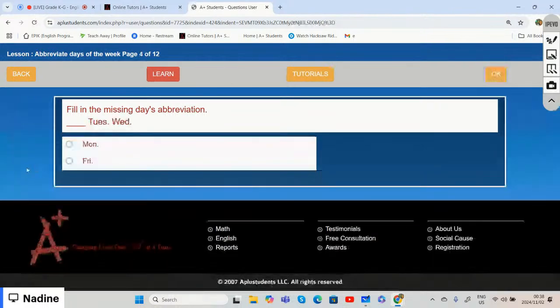All right, here we have another one. We need to fill in the missing days of the week. Do we say Monday, Tuesday, Wednesday, or do we say Friday, Tuesday, Wednesday? Which one is correct? So do we say it's Monday, Tuesday, Wednesday, or do we say it is Friday, Tuesday, Wednesday? Which one is correct?